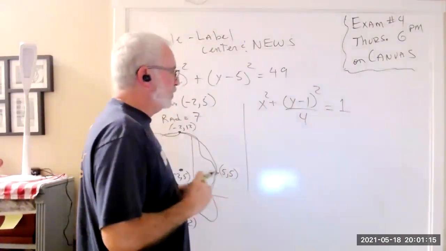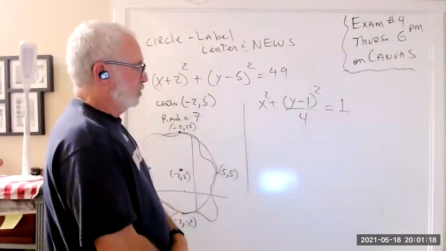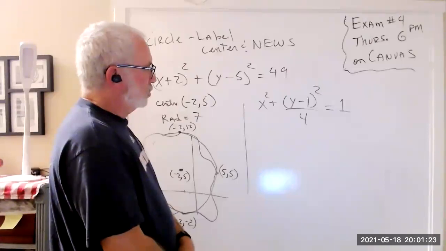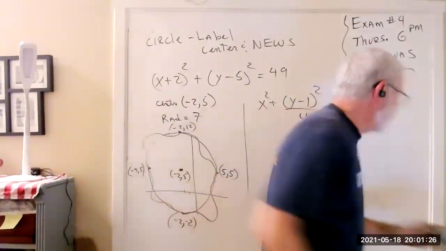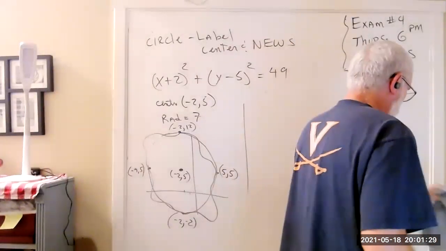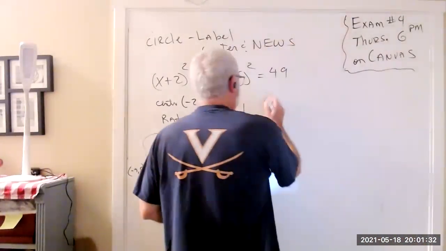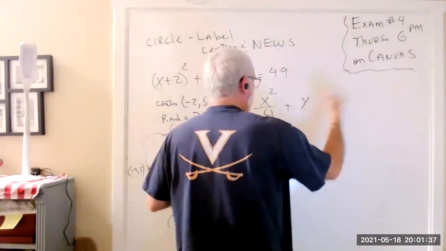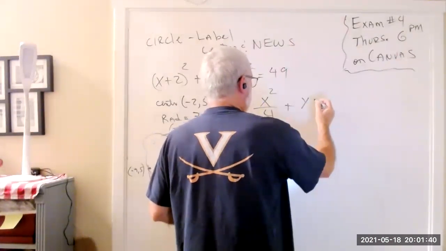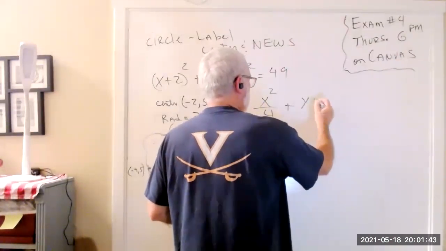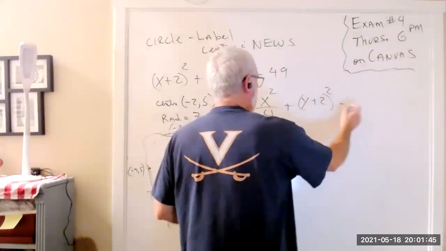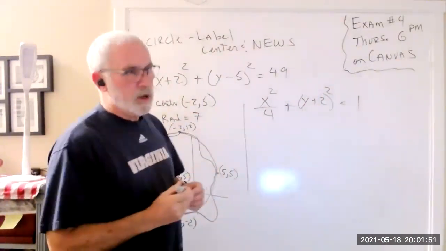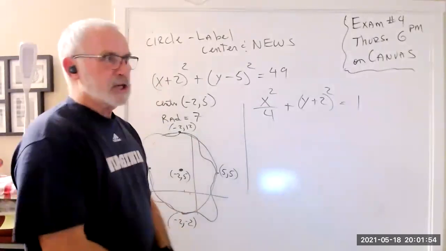Somebody was asking the question, was it something like this? No, it wasn't. The over 4 was underneath the x squared. All right, that still doesn't matter. So x squared over 4, and y plus 2 quantity squared equals 1. Now what you have to recognize here is this is an ellipse.